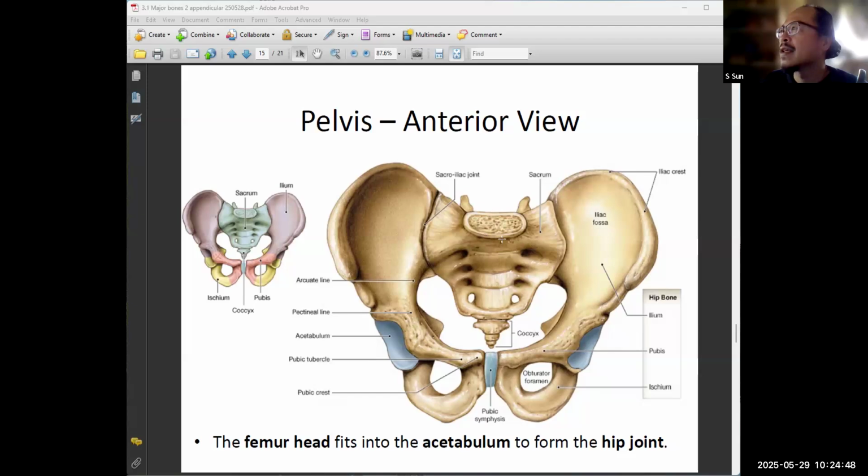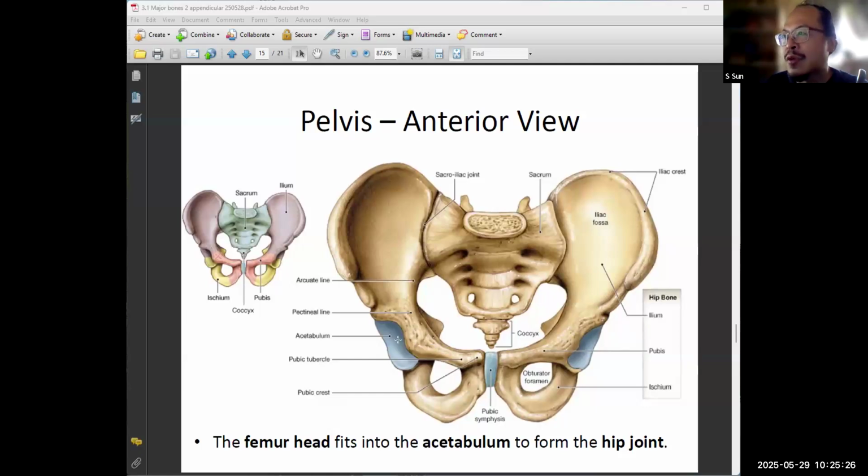So that's that. And here is the iliac fossa again. The edge here is called the iliac crest. And then in the front here, we have the arcuate line. The arcuate line determines the upper and the lower portion of the pelvic cavity. Here is another line, and then here is the pectineal line.